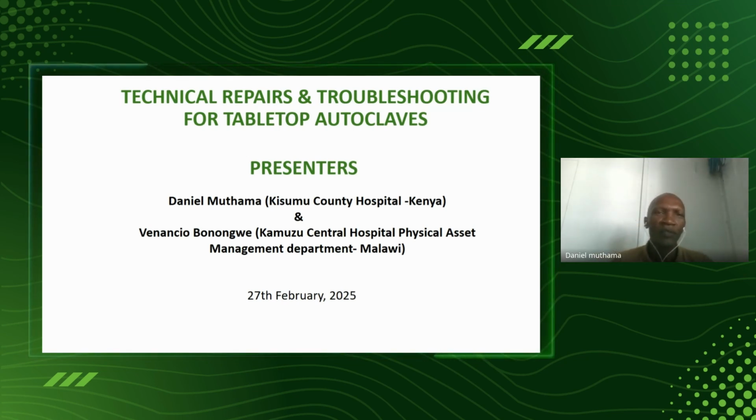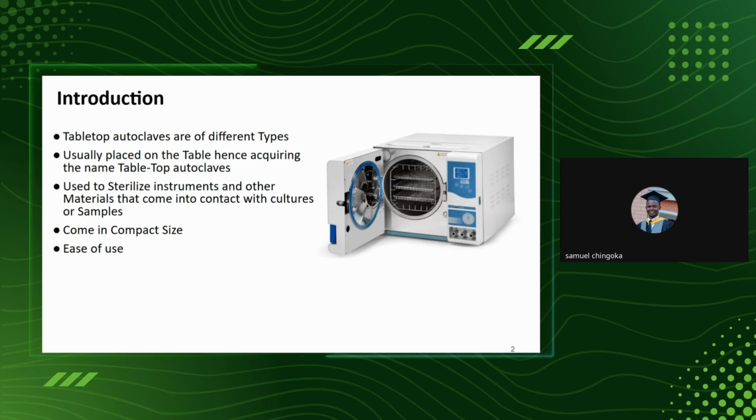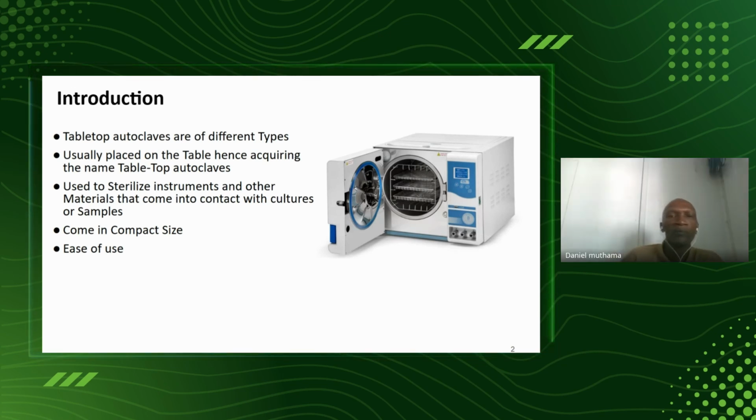I'm presenting on technical repair and troubleshooting of the tabletop autoclaves. The tabletop autoclaves come in different types, and they are usually placed on the table, hence acquiring the name tabletop autoclaves. They are usually used to sterilize instruments and other materials that come into contact with patients or samples. As you can see in the picture, they come in a small, compact size. That means it is easily portable. They are also easy to use.